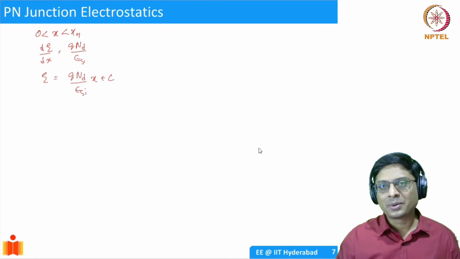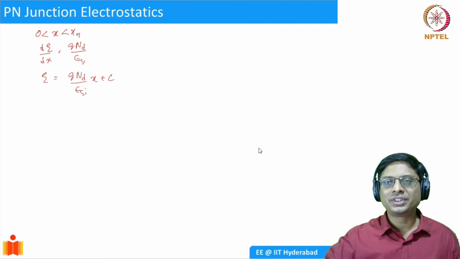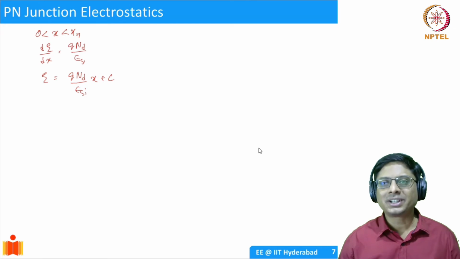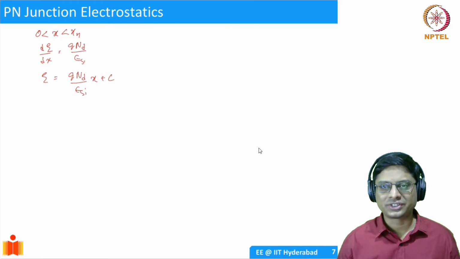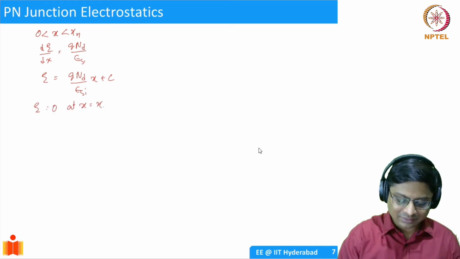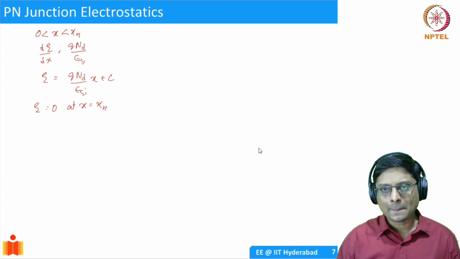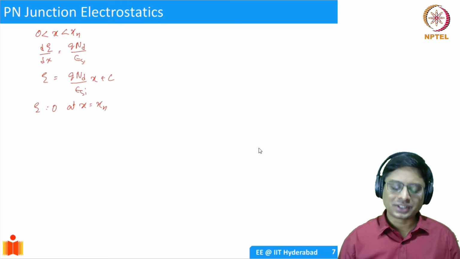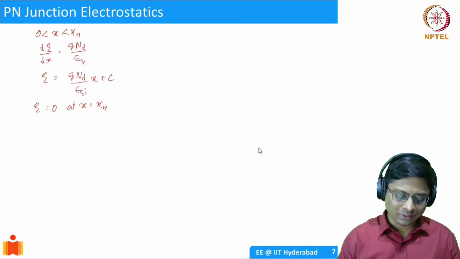So remember what we said. At the edge of the depletion region, the electric field has to go to 0 because beyond that it is just 0. I mean, it's not a pure metal, but it has a lot of free charges. So E equals 0 at x equal to xn, because outside, the field has to be continuous. Remember, in the quasi-neutral regions, the field has to be 0. We'll correct it later on, but right now, the field is 0.